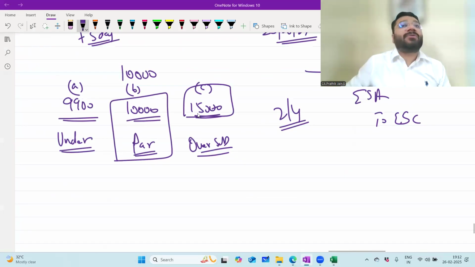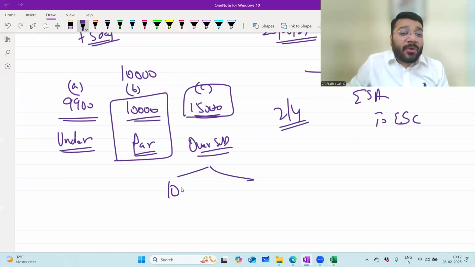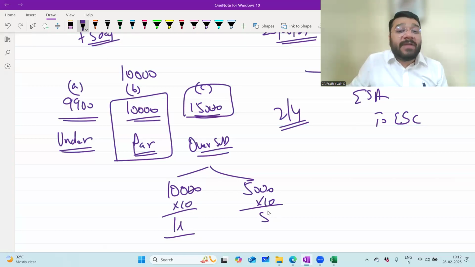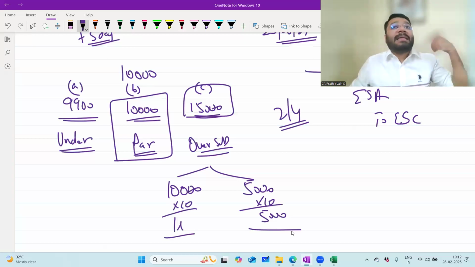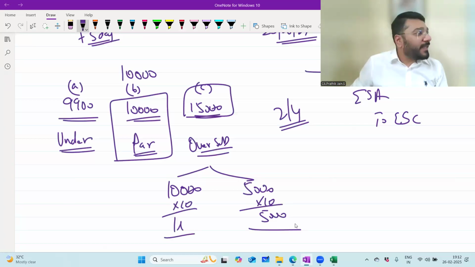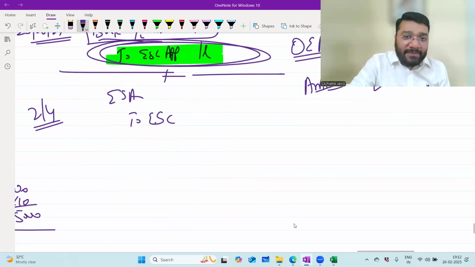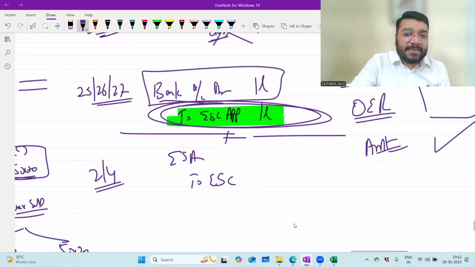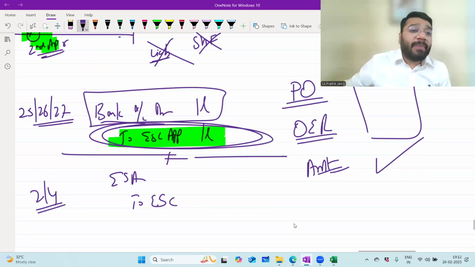Now, in case of oversubscription, what happens? 10,000 shares of 10 rupees means 1 lakh you're going to allot. The remaining 5,000 shares of 10 rupees, 50,000, what are you supposed to do? Refund. This is called a refund. Correct? So now on 25, 26, 27 March, how much money did you get in your bank account?